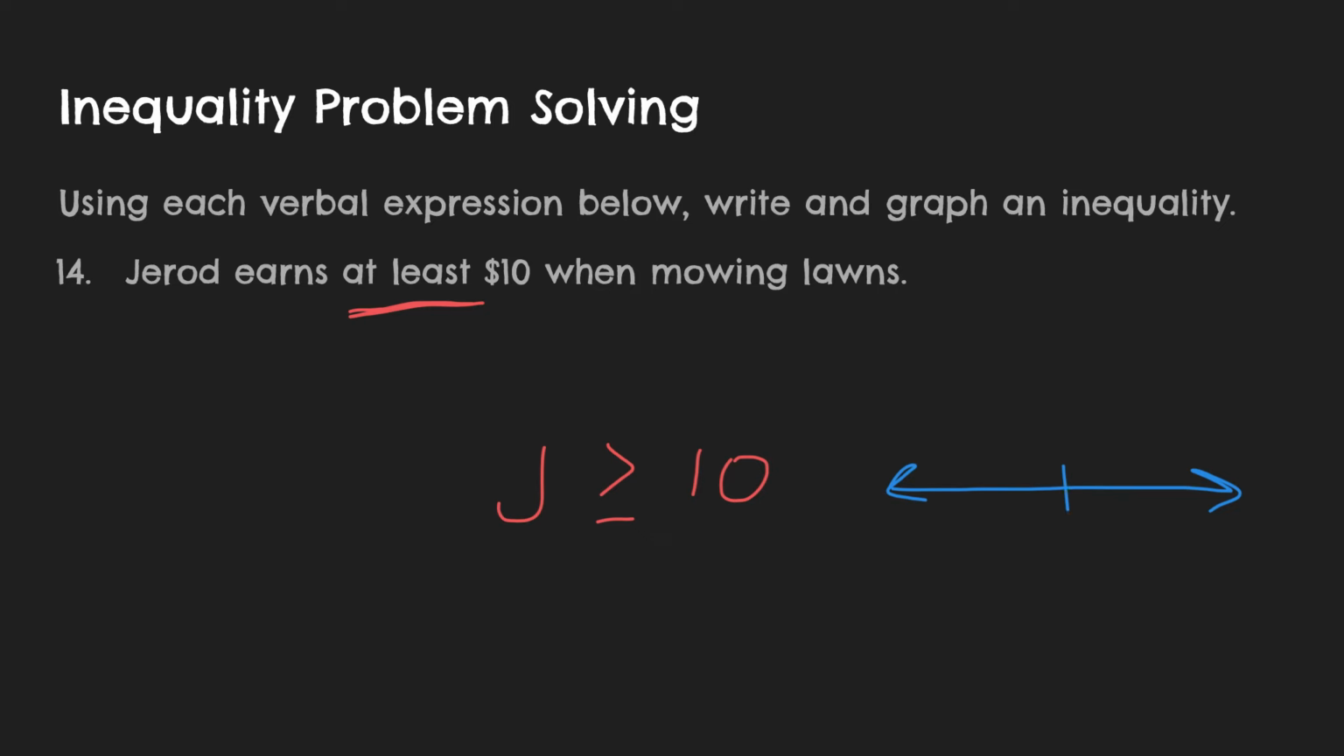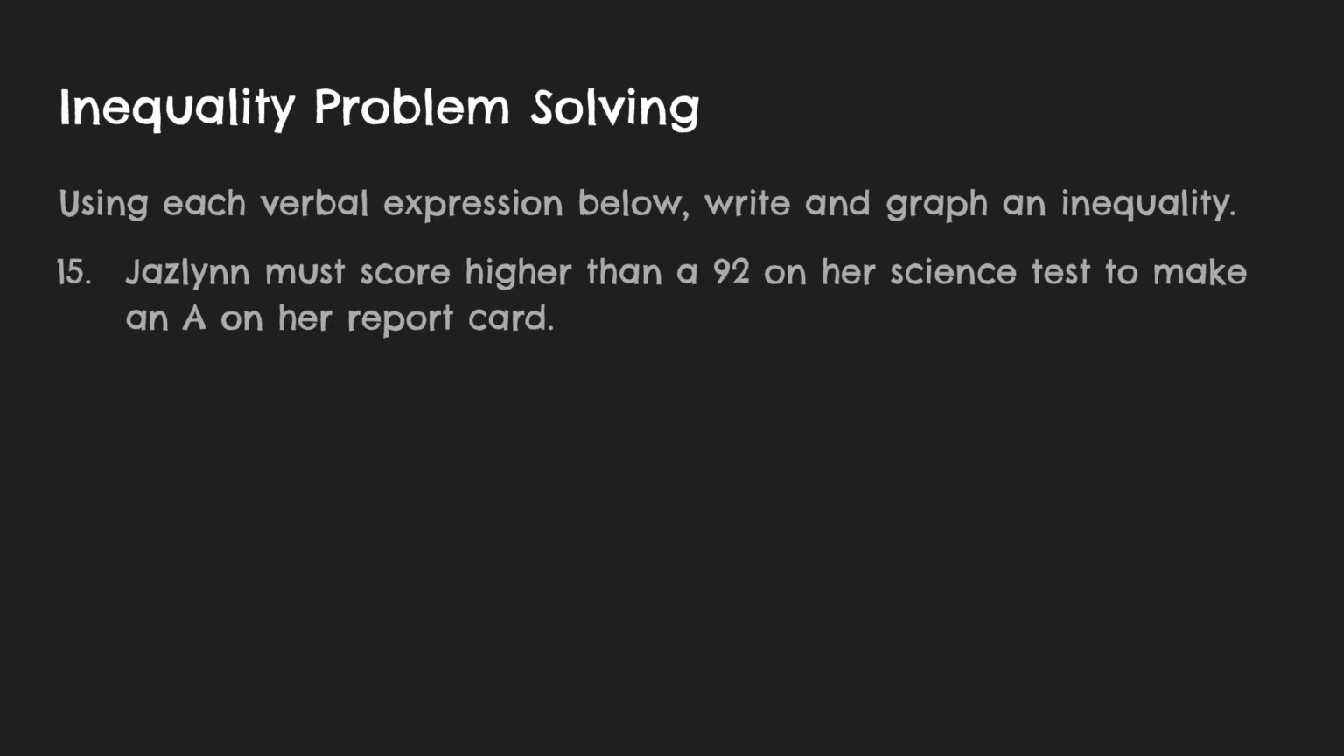So the way I would graph that, I'm just going to put 10 here. I'm going to say it could be 10. He could do that. That's at least 10. But then he could also do a lot more than that. So I'm going to color everything to the right. So it's at least 10, it could be 10, and everything to the right.